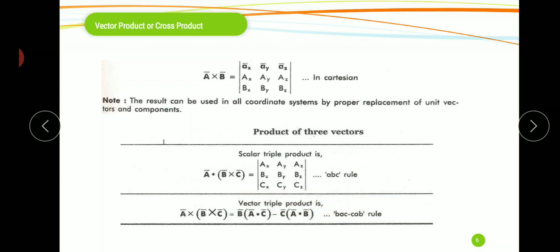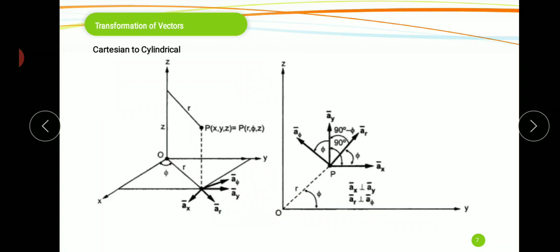So these are the basic formulas we have to use to solve problems, for example to find the electric field intensity or electric potential in different conductor cases. That's why these vector formulas are very important to solve the problems we will discuss in this unit. Okay. And the next concept is transformation of vectors.